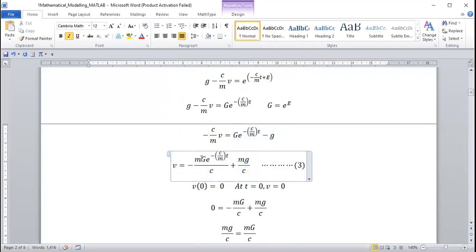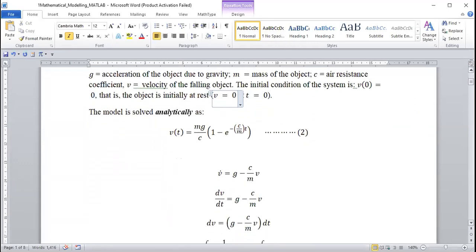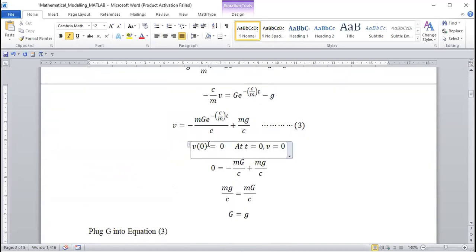But then G is a constant, and we need to get the value of G. In order to get the value of G, we are going to put in the initial conditions. So the initial condition says that when we started the question, V is equal to 0 when T is equal to 0. So that means that when the ball starts at rest, the velocity is equal to 0. That means that the ball is initially at rest. So we put in the initial condition in order to get this G, because this G is a constant.